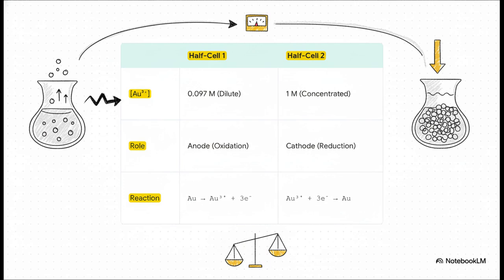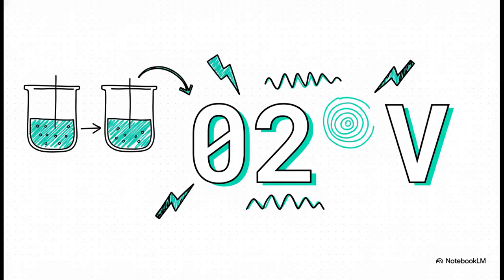The universe doesn't like having one side more concentrated than the other, so a reaction will start spontaneously to even things out. The dilute side becomes the anode to create more gold ions, and the concentrated side becomes the cathode to use them up. So what's the voltage here? Well, the standard potential is 0 because the electrodes are identical. The entire voltage is generated purely by that difference in concentration. We can use the Nernst equation one last time to calculate it, and it tells us this cell will produce a small but definitely measurable voltage of 0.02 volts.